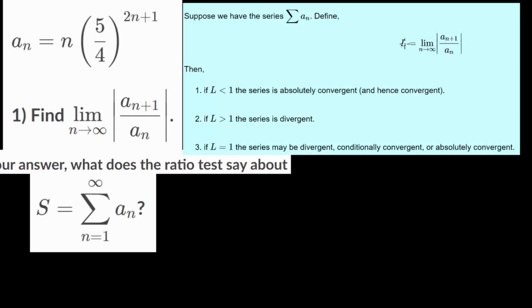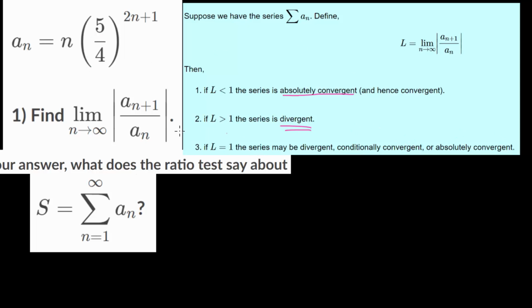And if this limit, L, is less than 1, then we can conclude that the series is absolutely convergent. If L is greater than 1, then the series is divergent. However, if L is equal to 1, we basically don't know anything about the series. Or, in other words, we don't know if it's divergent, convergent, conditionally convergent, or absolutely convergent.